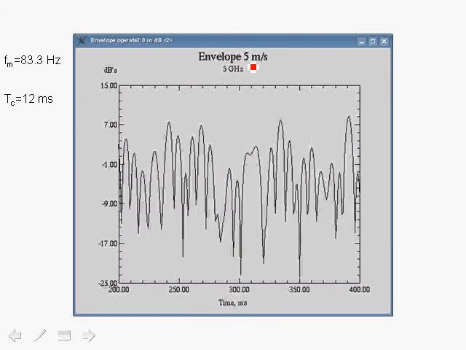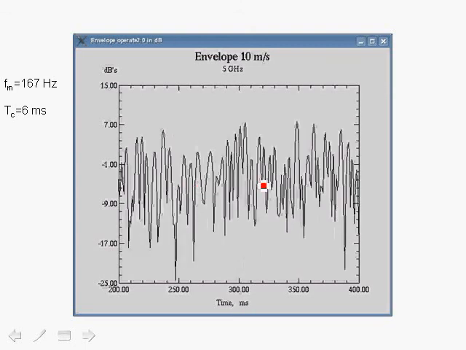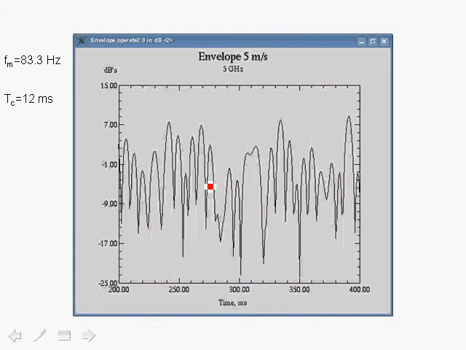If we take the speed and halve it to 5 meters per second, we get the following envelope as a function of time. And notice that it is not as severe as the case when the vehicle was moving at twice the speed. In this case, the Doppler shift is 83.3 hertz and the coherence time is 12 milliseconds. What this means is that if we were sending a packet, the packet will not substantially change if its length was much less than 12 milliseconds.